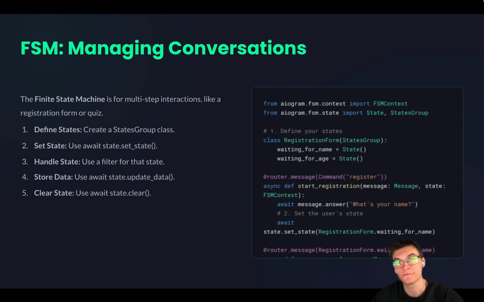And now, very briefly about finite state machines. Just a quick mention of what the finite state machine is. FSM, or finite state machine, is a built-in Aiogram mechanism that helps you manage multi-step conversations. For example, things like quizzes, forms, multi-stage wizards, and any interaction where the bot needs to remember where the user is in the process. We're not going to dive into a finite state machine right now, but you should be aware that it exists, and this is incredibly useful. And of course, later in this series, I will show you exactly how to use it in real projects.